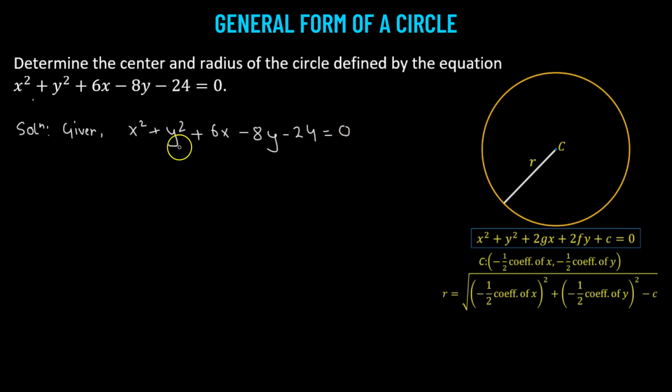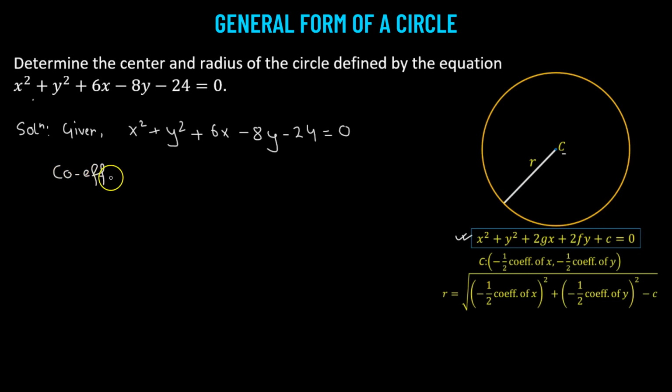Now, this is the equation given in its general form. The general form of a circle is given by x squared plus y squared plus 2gx plus 2fy plus c equals 0. Here, if we want to find the coordinates of the center C, that's simply negative half times the coefficient of x, and the y coordinate will be negative half times the coefficient of y. And the radius is given by the square root of (negative half coefficient of x) whole squared plus (negative half coefficient of y) whole squared minus c. So from this particular equation, we will need a few pieces of information.